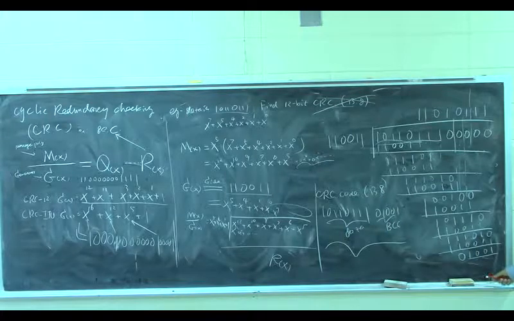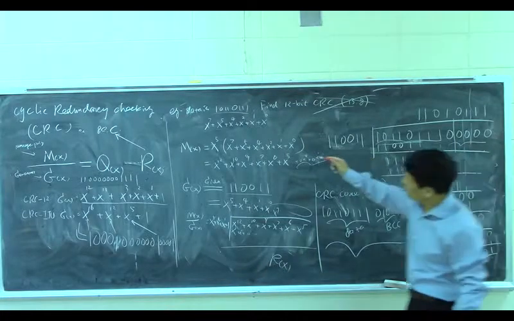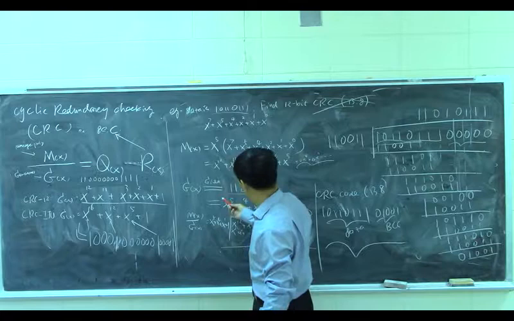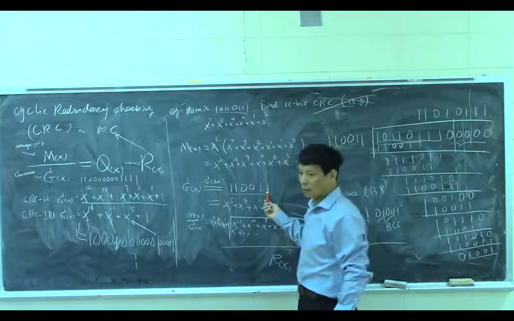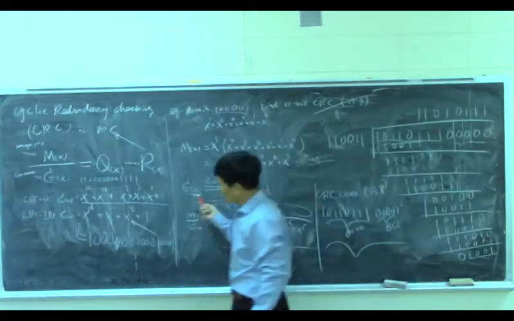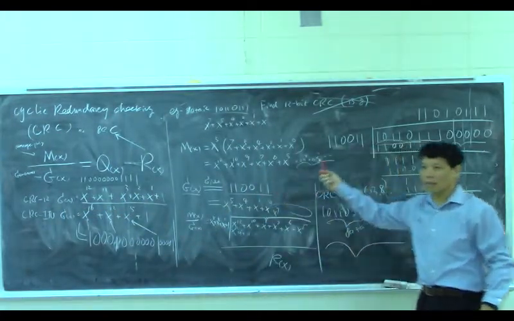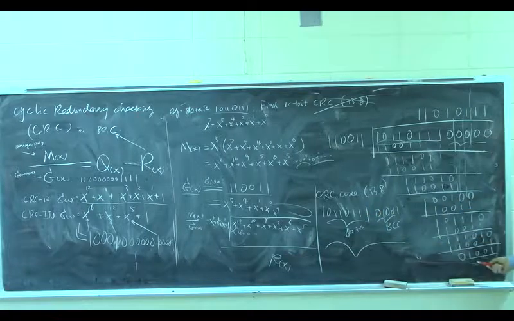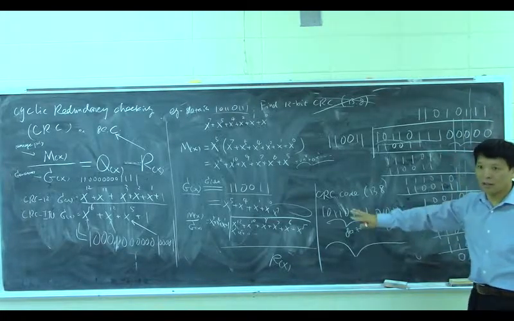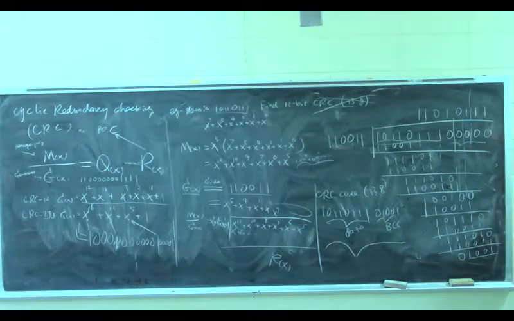The BCC is 5. Generally the polynomial is only 6 digits: 1, 2, 3, 4, 5, 6. So it needs to be 5. That means the BCC needs to be 5. But our remainder actually is 4: 1, 0, 0, 1. You need to put a 0 before this to make it 5. Otherwise, you miss the one, so this is not 13 anymore. It needs to be 5.